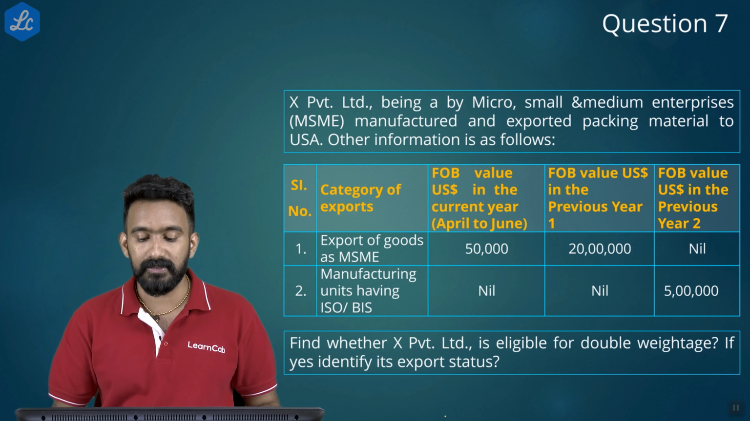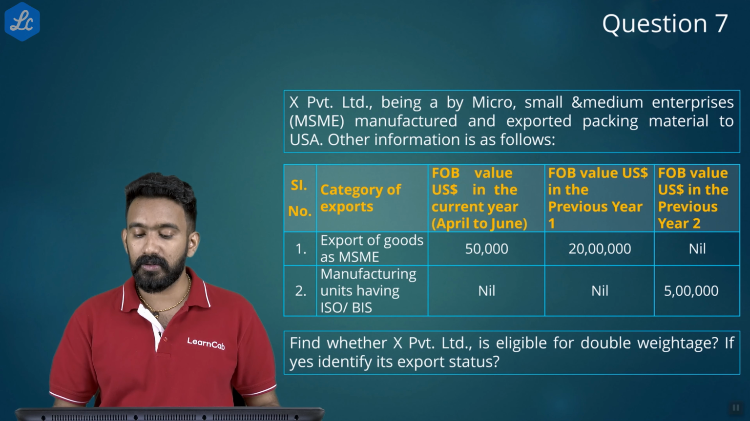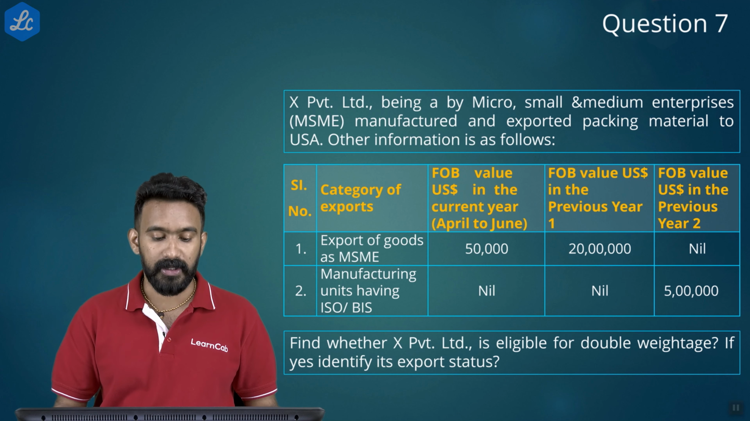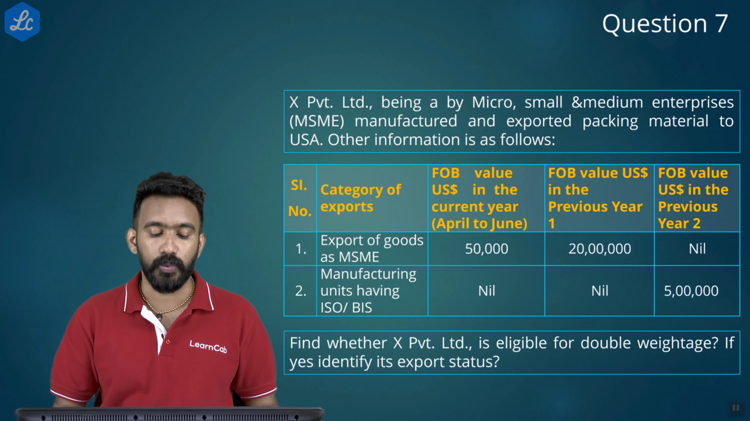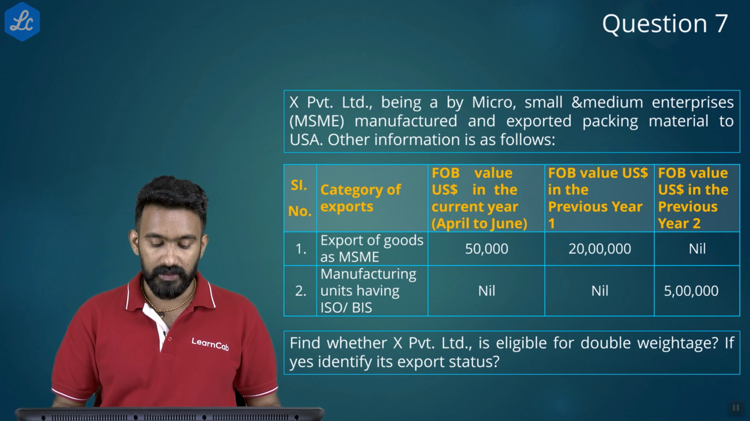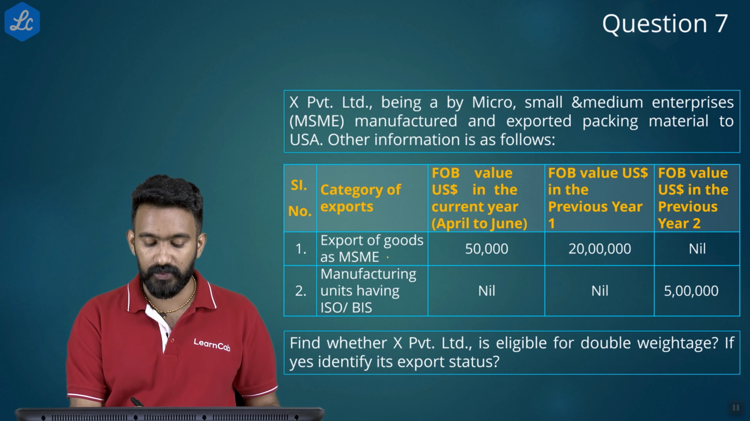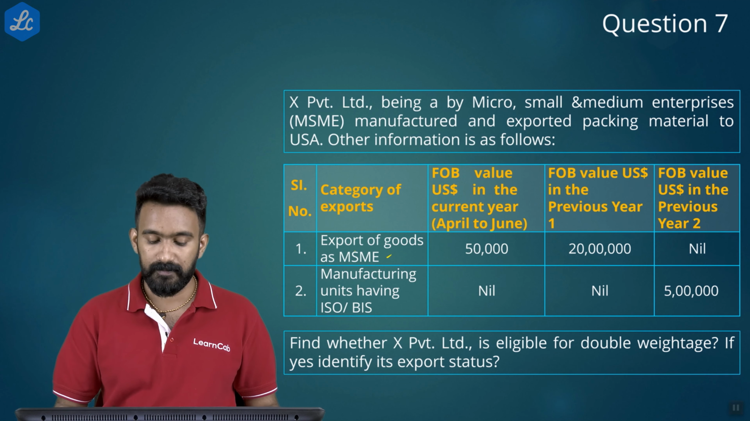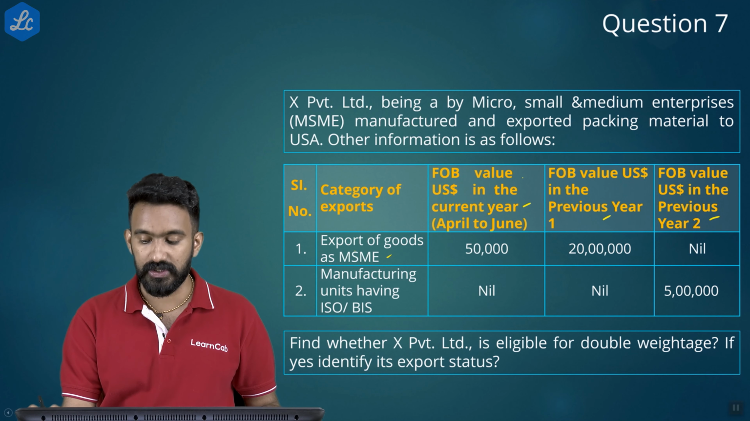X Private Limited, being a micro, small, medium enterprise, manufactured and exported packing material to the US. Other information is as follows. One category is export of goods as MSME. They have given the FOB value in the current year, previous year 1, and previous year 2.